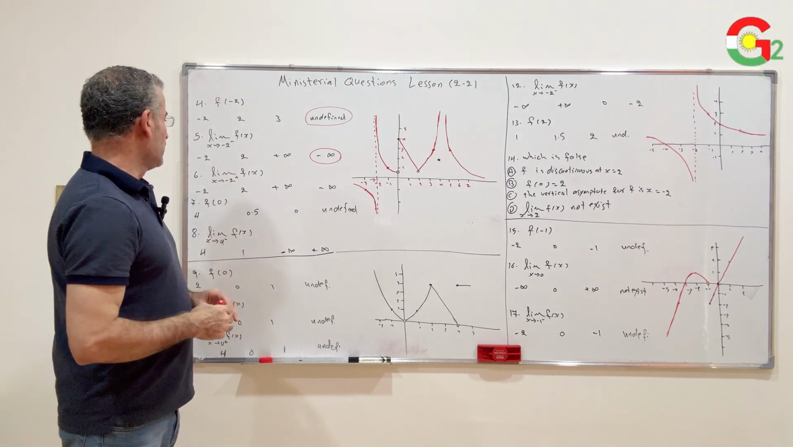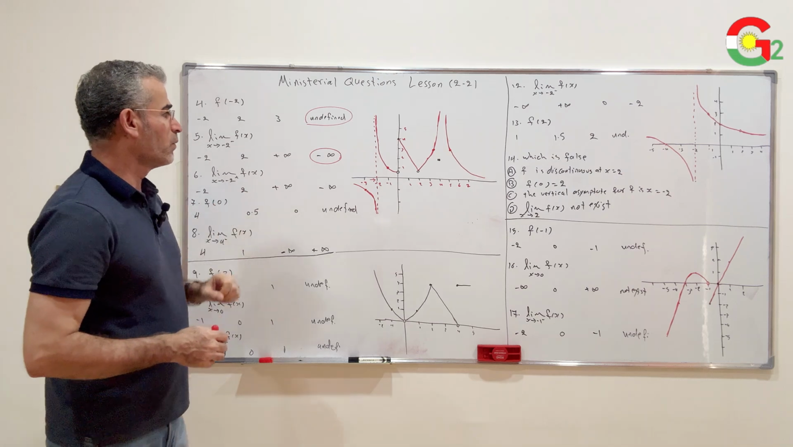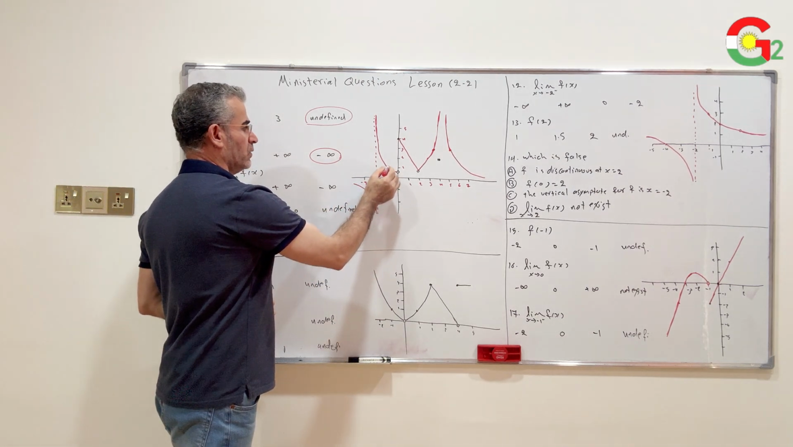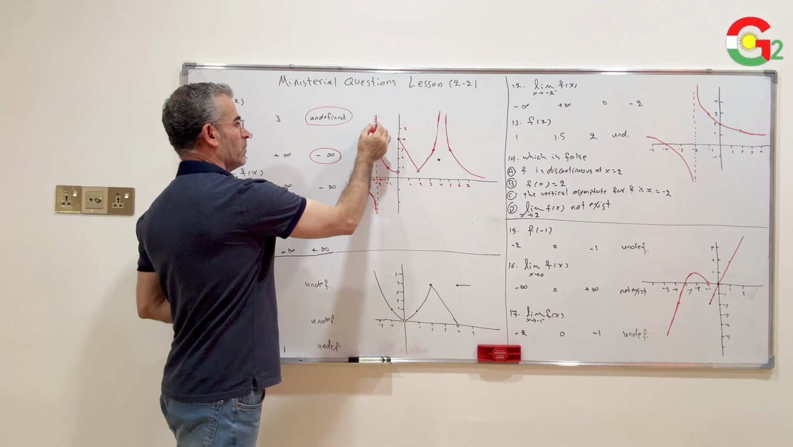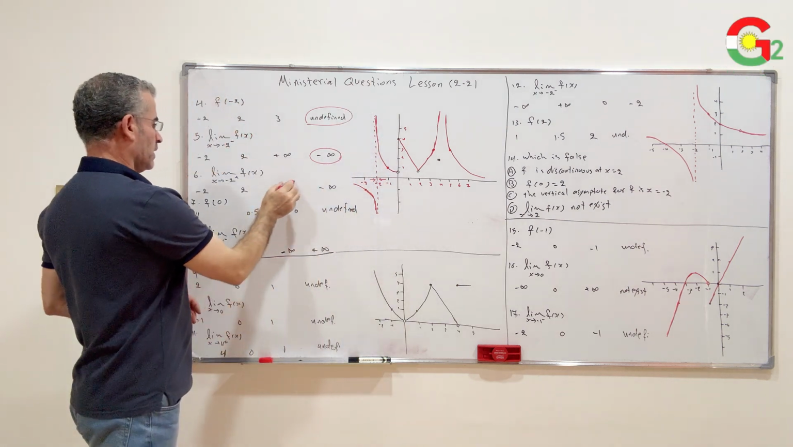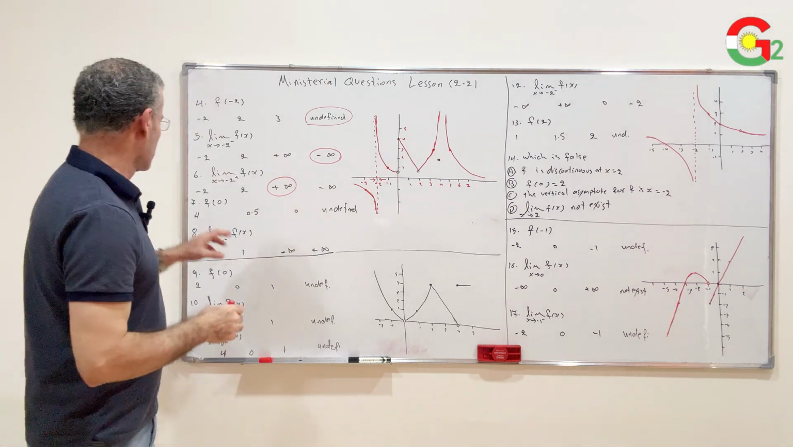Number 6, limit for f of x when x approaches negative 2 from right. This is negative 2, this is the right of negative 2. f of x, as you see, goes to positive infinity. Then choice number C is the right choice.